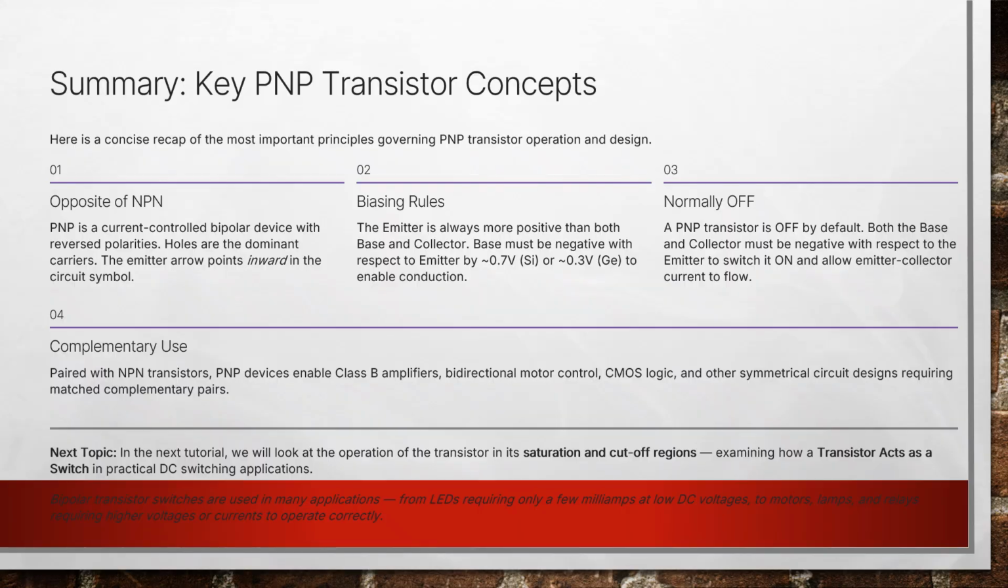3. Normally off. A PNP transistor is OFF by default. Both the base and collector must be negative with respect to the emitter to switch it on and allow emitter-collector current to flow. 4. Complementary use. Paired with NPN transistors, PNP devices enable Class B amplifiers, bidirectional motor control, CMOS logic, and other symmetrical circuit designs requiring matched complementary pairs. Next topic. In the next tutorial, we will look at the operation of the transistor in its saturation and cutoff regions, examining how a transistor acts as a switch in practical DC switching applications.